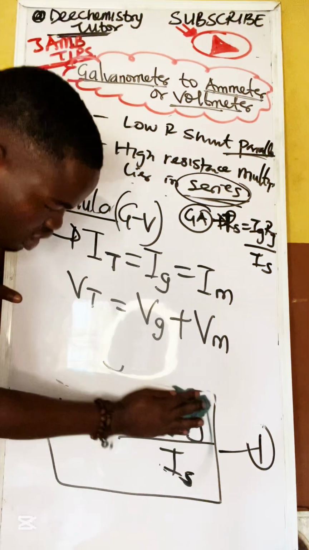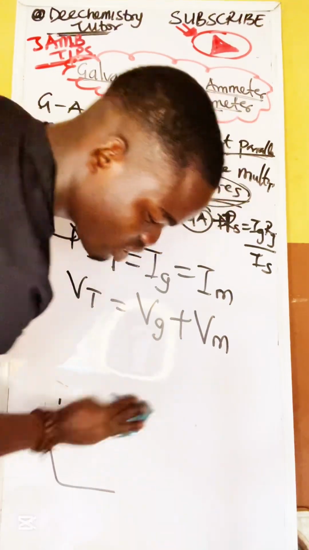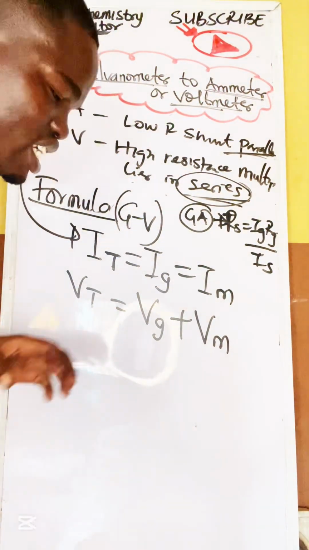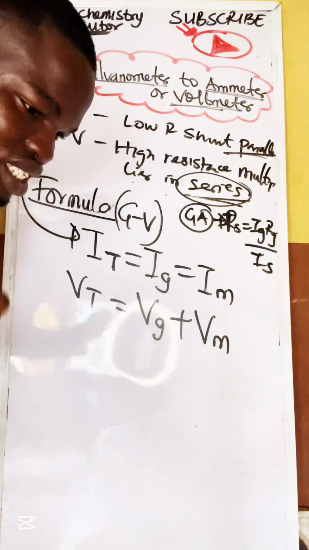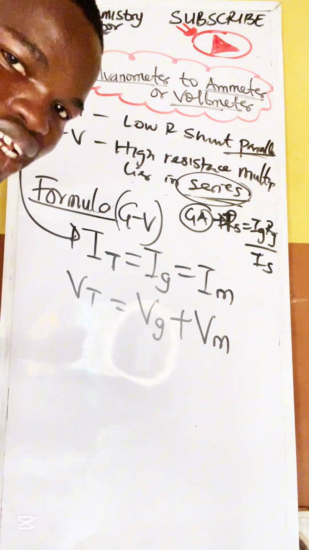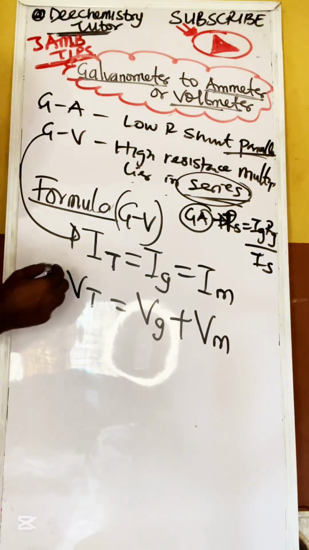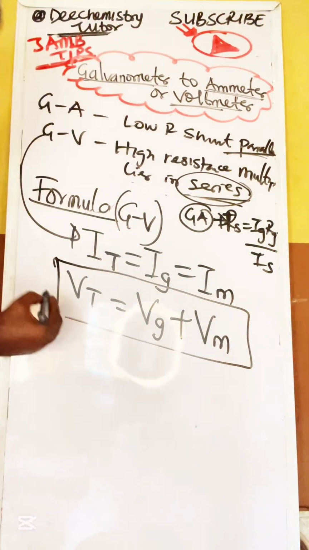Now from here, you already got the answer. That's why I told you how important, how profound that statement is: if they are in series, their current is the same, voltage is different. If they are in parallel, their voltage is the same, current is different. So now from here, I can get all the answers that I need.